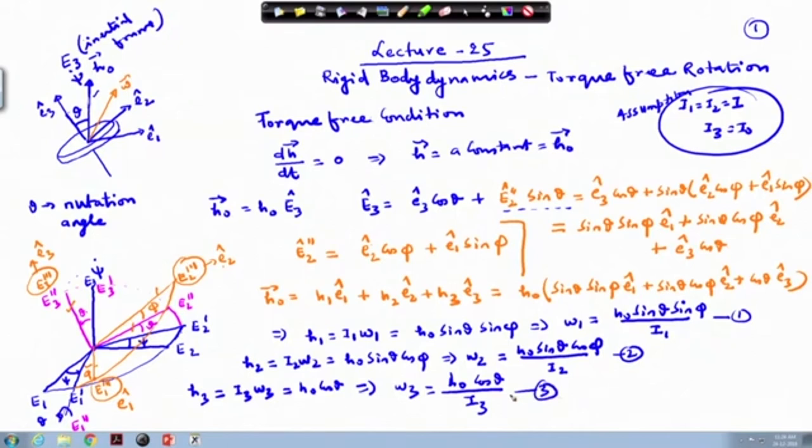So, you can see that omega 1, omega 2, omega 3, we can also express in terms of H0 and Euler angles. Okay, and earlier we have done purely in terms of the Euler angles. So, the advantage of doing this, you will come to know as we proceed.